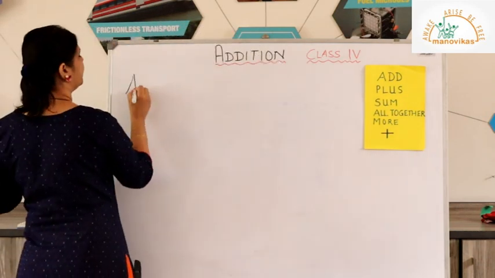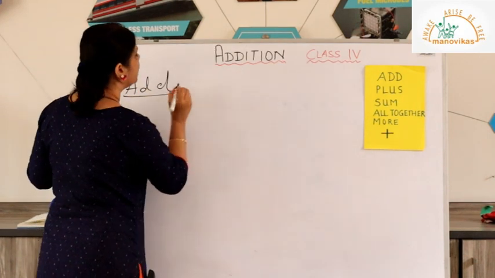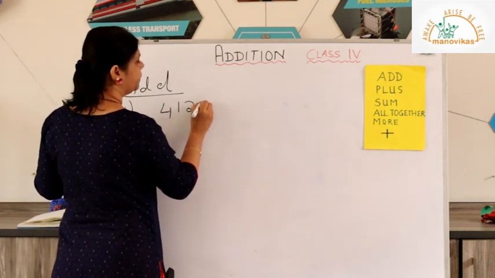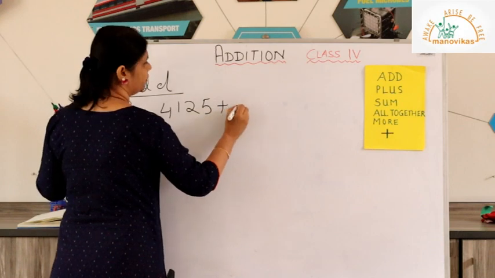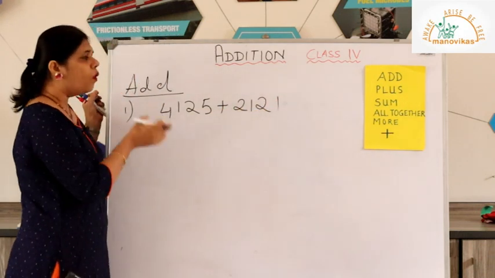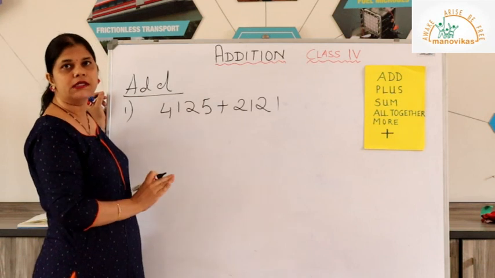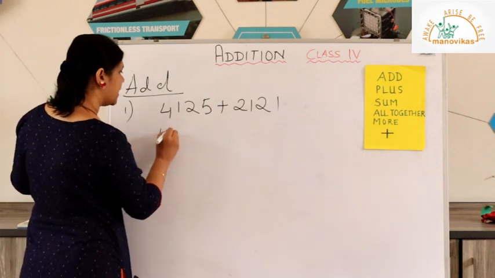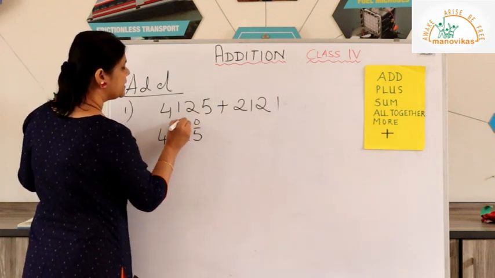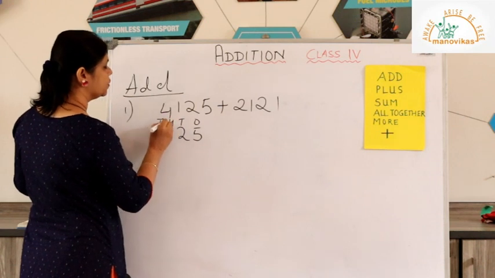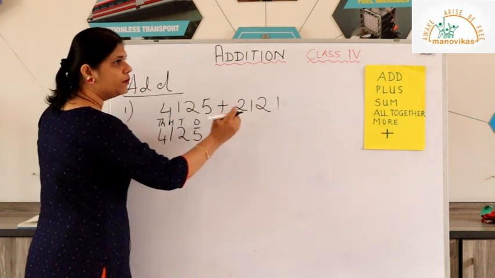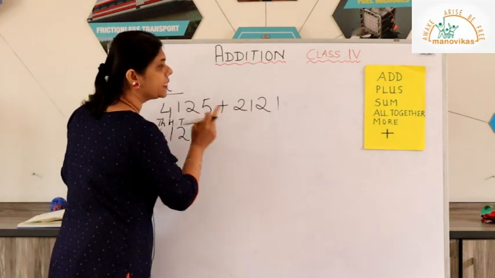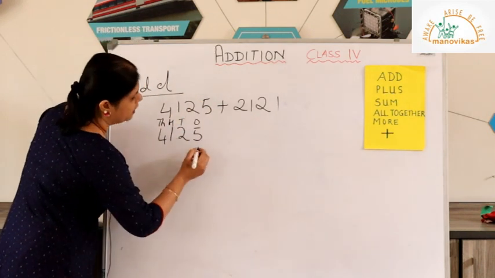So let's add. We will take the first example. I have 2 numbers here. Now, when you want to add any given numbers, our first step is to write the numbers one below the other. So I will write the first number now. Ones place, tens place, hundreds and thousands. Now write the next number below the first number. Be careful, children, and write the digits in the particular place values.